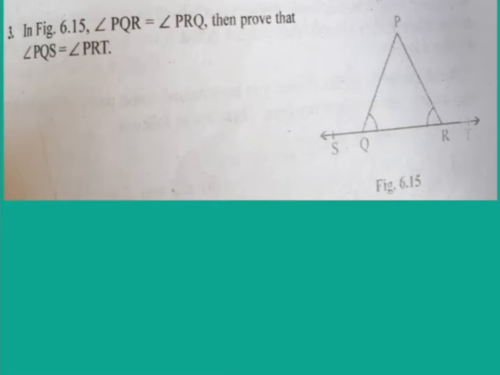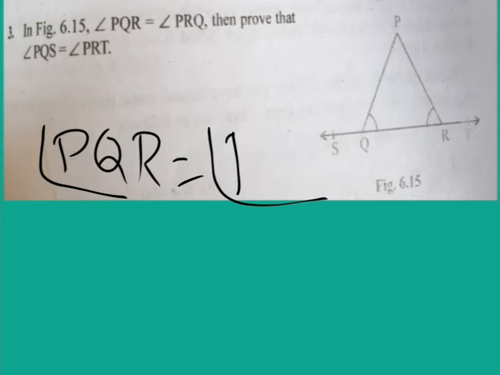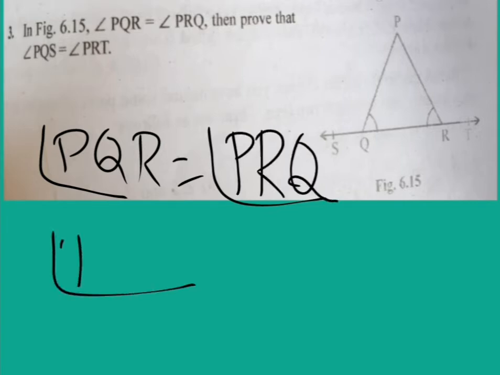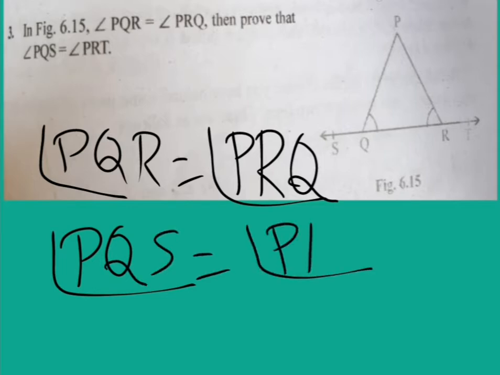Now the third question is, in the figure 6.15, angle PQR is equal to angle PRQ. So we have to prove that angle PQS is equal to angle PRT.